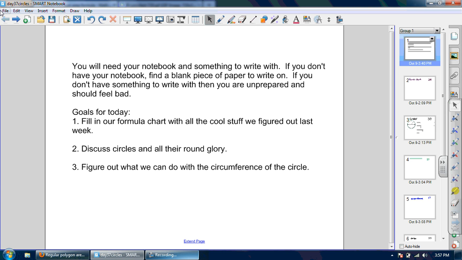Hopefully we were all reading what's up on the board here. You can see you're going to need your notebook, just like every day. No warm-ups today, though. We'll skip that. We'll start tomorrow.